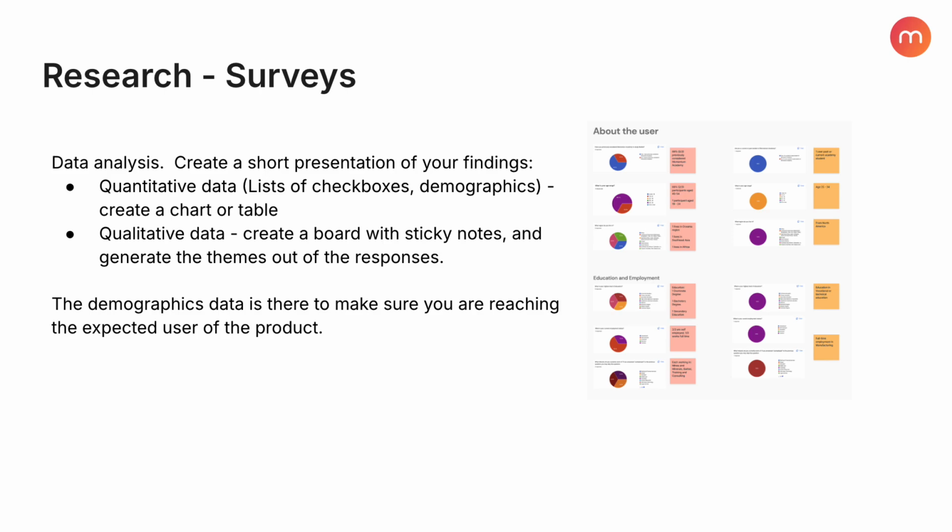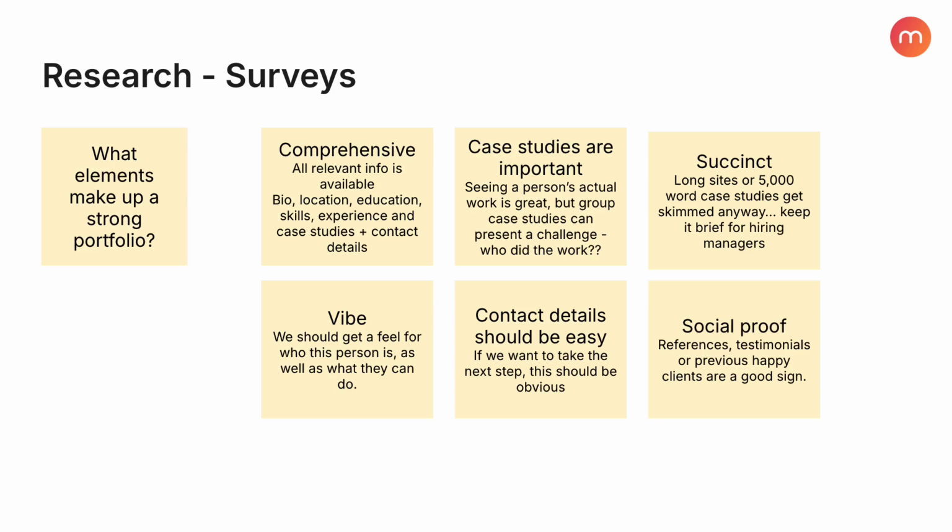Quantitative data includes things like multiple choice questions or checkbox lists. You can turn those into tables or charts to see trends quickly. Qualitative data is where you look for themes and insights in the written responses.